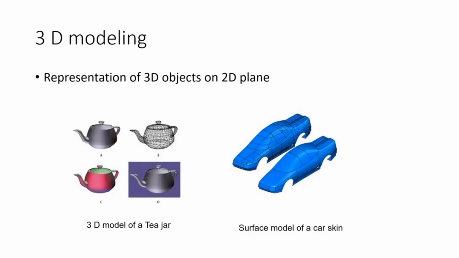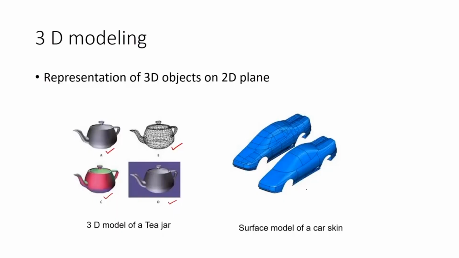On your screen you can see a variety of ways to visualize the object. This is the wireframe model, and this is the surface model or the solid model. We can attach colors to the skin of the solid model, and we can even attach materials. In 3D modeling, we can render the objects and have the effects of lighting. A typical surface model of a car skin is seen on your screen.